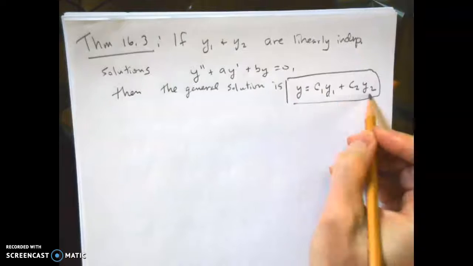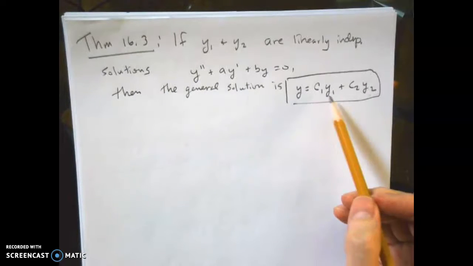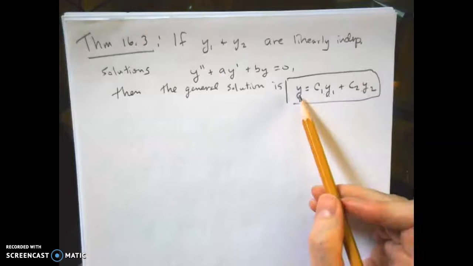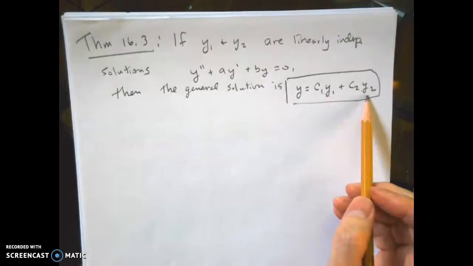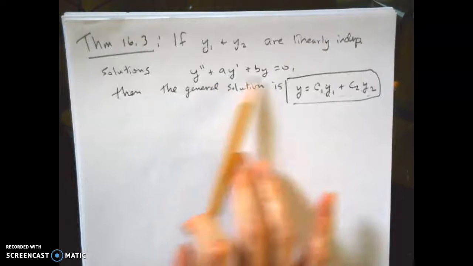As long as y1 and y2 are linearly independent, you can take constant multiples of both of those and add them together. And not only is this also a solution, it's actually also the general solution. Okay? So, in the general solution, that means it covers all possible solutions to this equation.